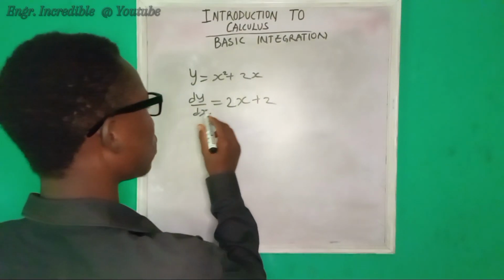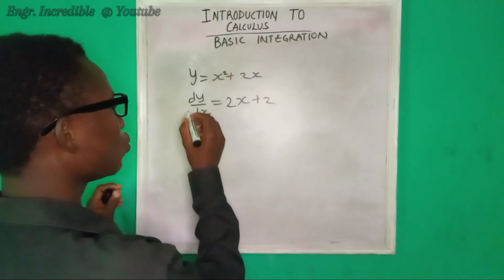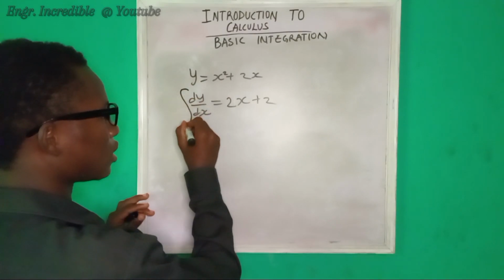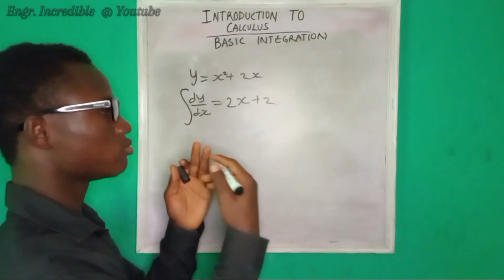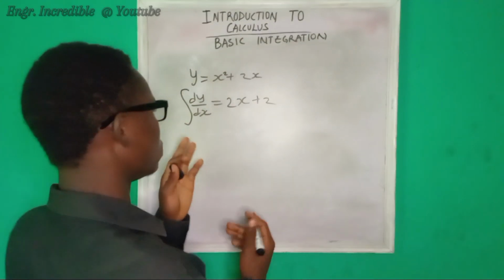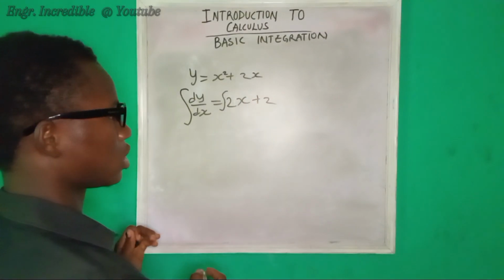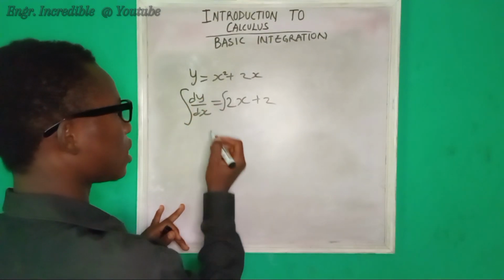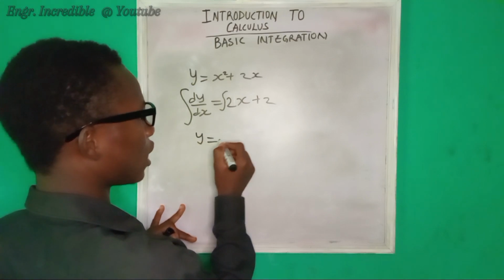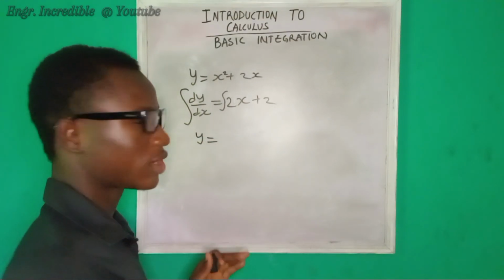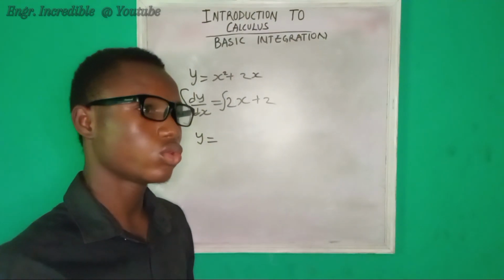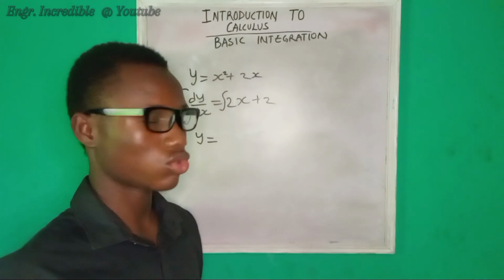So if we are finding the reverse of this, we are going to put this sign here. This sign here is representing integration. So we put this sign here and put this sign here. When we put this sign here, this one automatically becomes y, and integration of this. Now this is where we have to know the basic formula of integration.